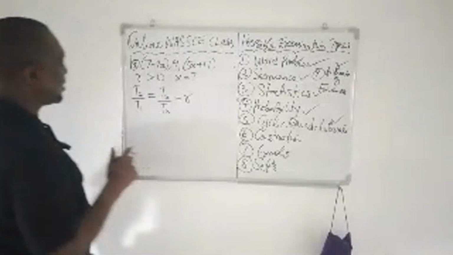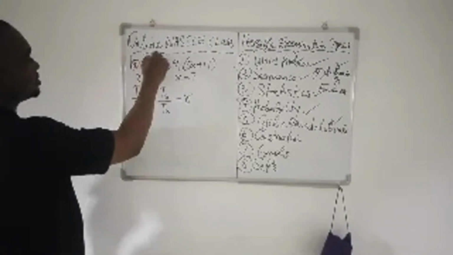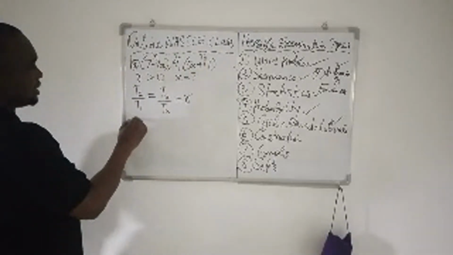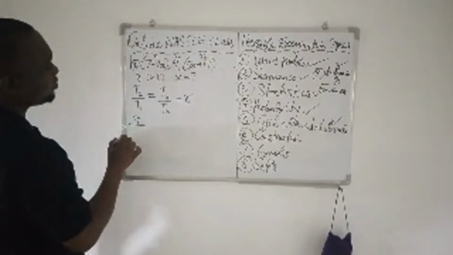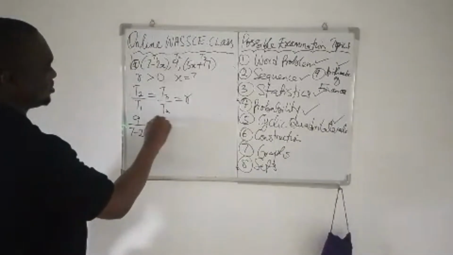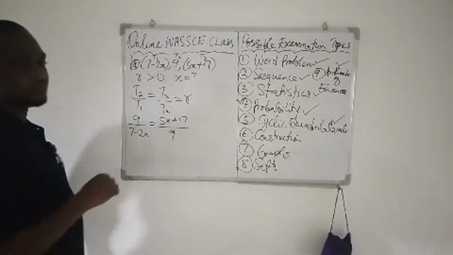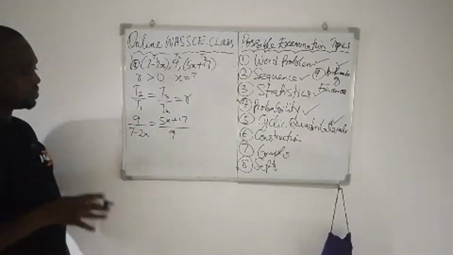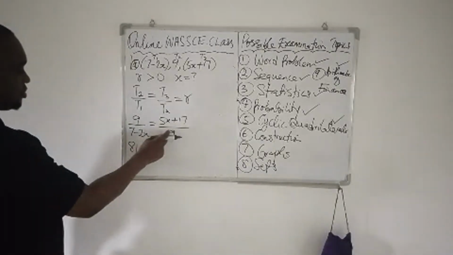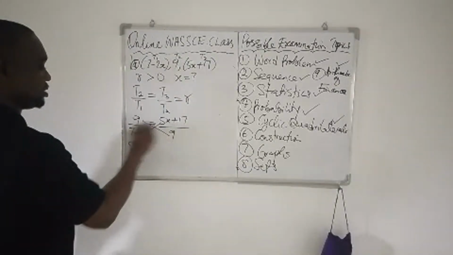All right, so here we go. This is my T1, T2, and T3. So going by this, it means that 9 over 7 minus 2x is equal to 5x plus 17 over 9. Looking at this, to get my x, I will cross multiply. So I'm going to have 81, cross multiply this way and this way. That's what I'm going to do.